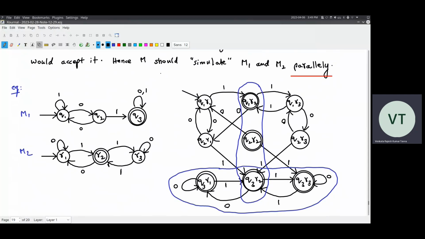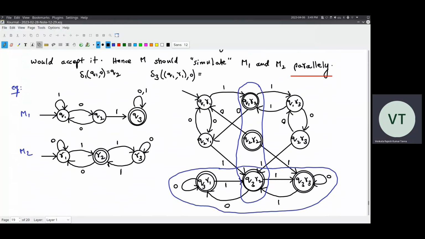So basically what we are doing is, say delta 3 of (Q1, R1), this is the entire state, comma 0. So how do I know what it is? I take delta 1 of Q1 on 0, that is Q2.